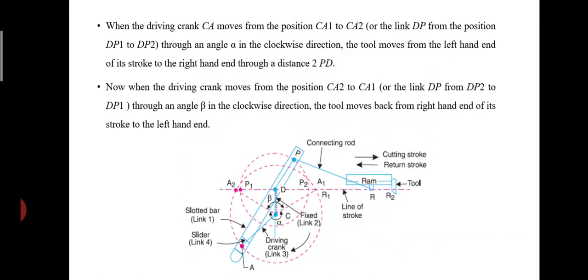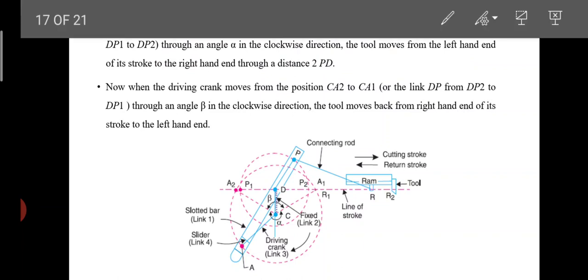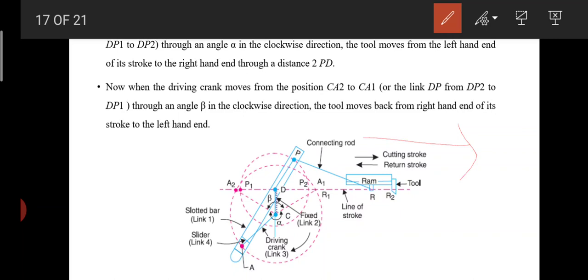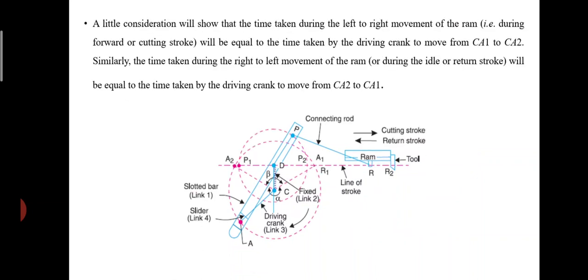When the driving crank CA moves from position CA1 to CA2 through an angle alpha in clockwise direction, the tool moves from the left hand end of the stroke to the right hand end, a distance twice PD. Now when the driving crank moves from position CA2 to CA1 through an angle beta in clockwise direction, the ram moves back from the right hand end of its stroke to the left hand end. So this is the cutting stroke and the opposite side is the return stroke. A little consideration will show that the time taken during the left to right movement of the ram will be equal to the time taken by the driving crank to move from CA1 to CA2.